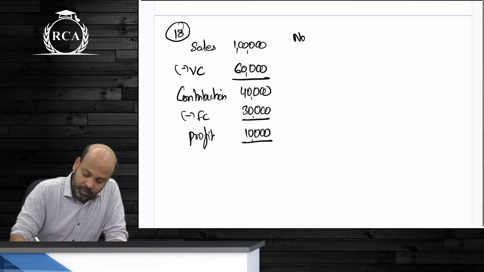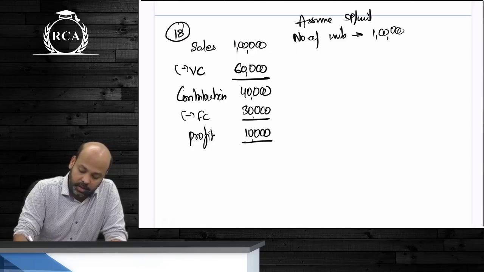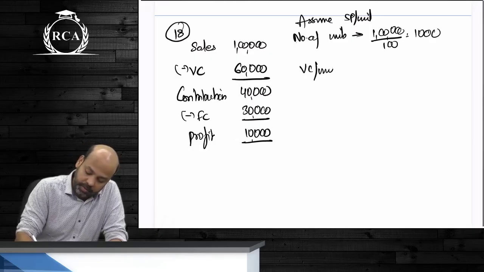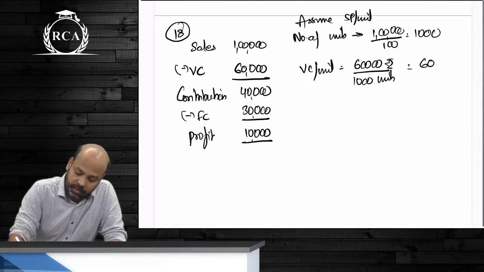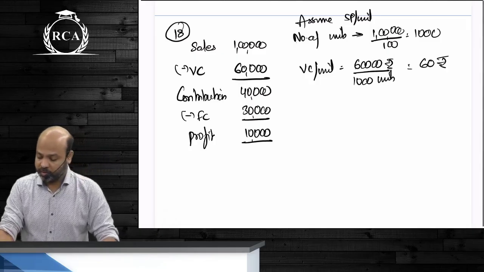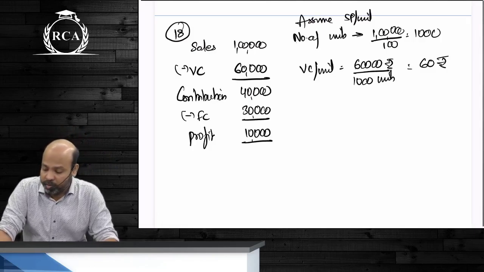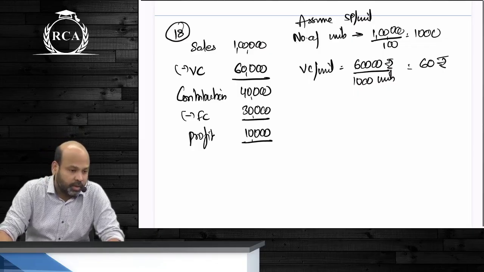The number of units, guys, at this level, if you assume selling price to be 100 rupees per unit beta, will be how many units? 1 lakh divided by 100, you will have 1000 units. What will be your variable cost per unit beta? 60,000 rupees divided by 1000 units. Your variable cost would be 60 rupees. You always write variable cost on a per unit basis. You write fixed cost beta on a totality basis. Are we clear about this?